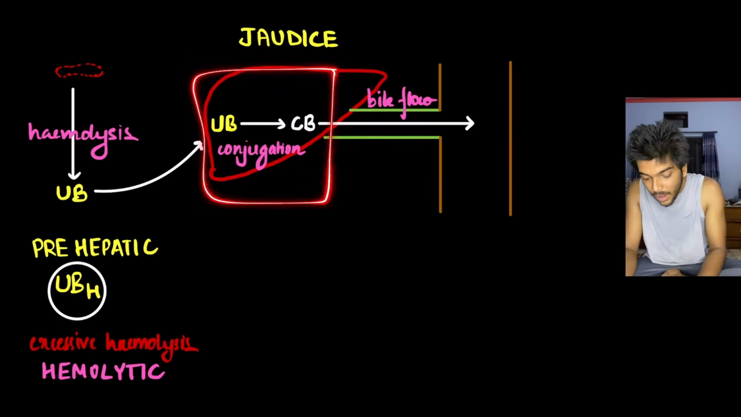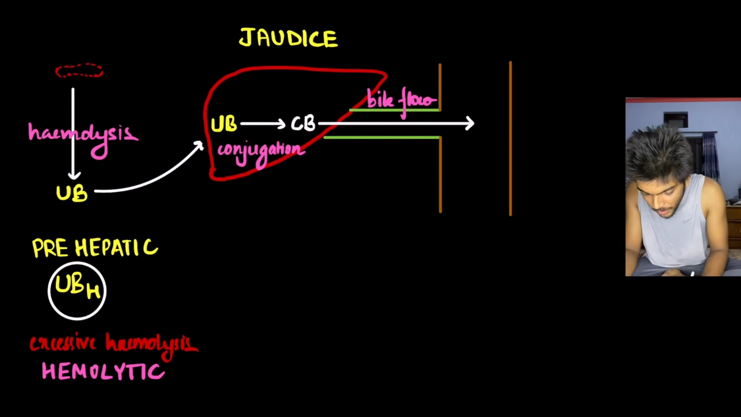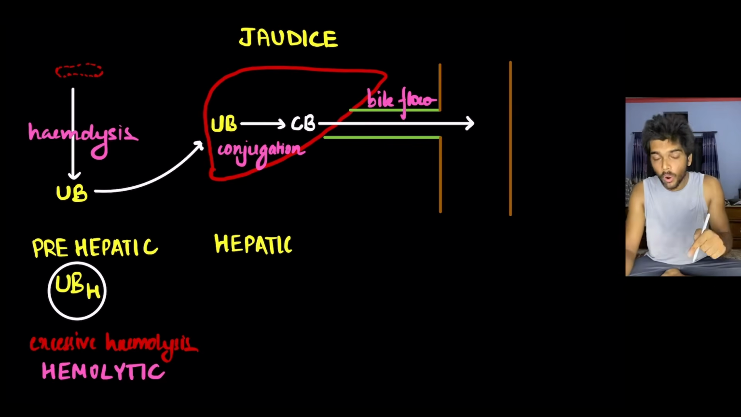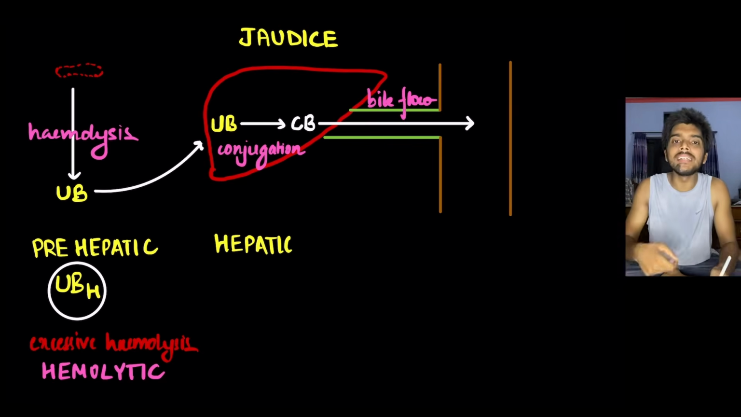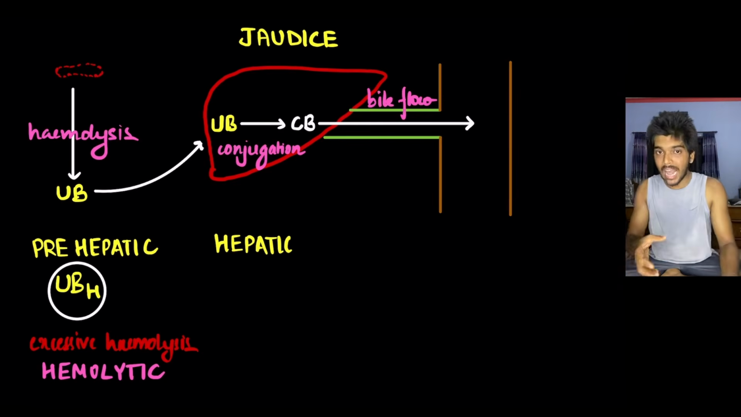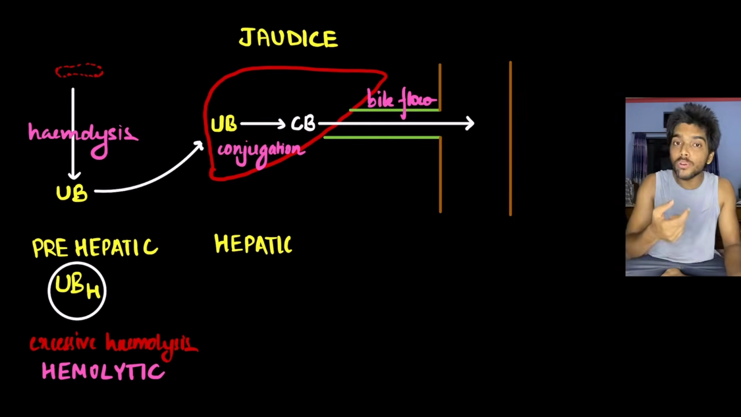Second is due to defect within the liver. So it is referred to as hepatic jaundice. What happens is the cell of the liver, or the hepatocyte, somehow gets injured, referred to as hepatocellular injury. Now this injury is most commonly due to hepatitis, like viral hepatitis, or it could also be due to liver cirrhosis. Be it hepatitis or liver cirrhosis, at the end of the day, there is hepatocellular injury.